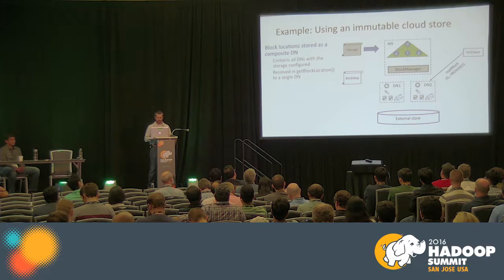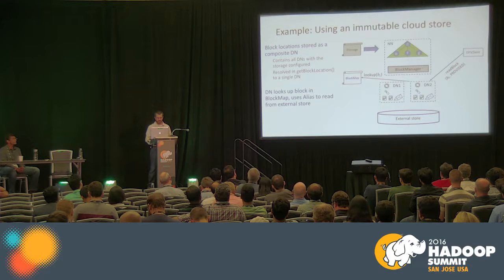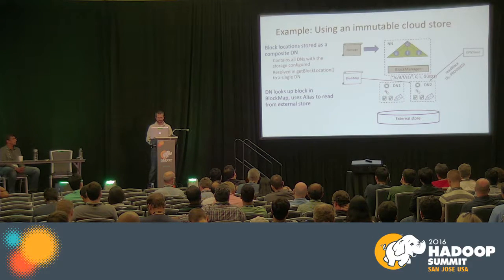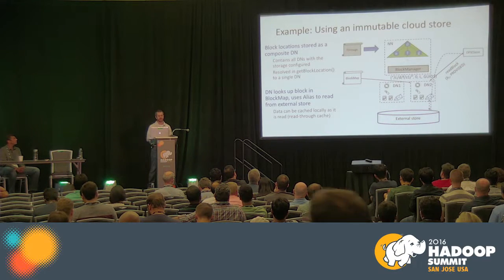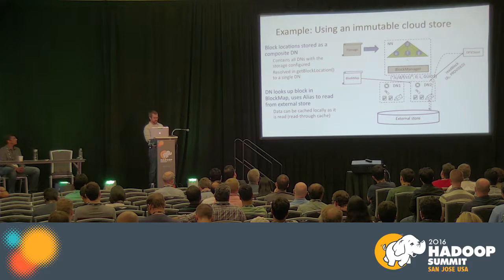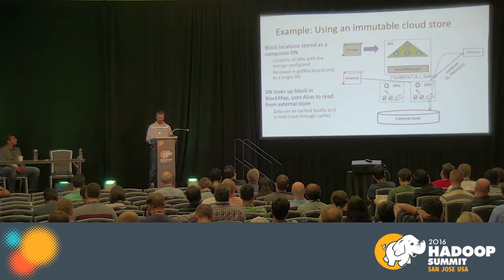When the client requests the provided block, the data node looks at the block in the block map. It'll find the block alias and resolve the reference, request the block data from the external store, and return data to the client having verified the nonce. Right? This is where we prevent ourselves from returning invalid information.